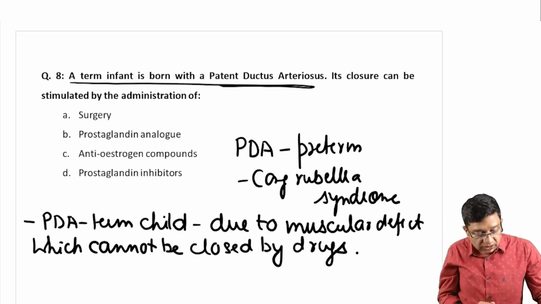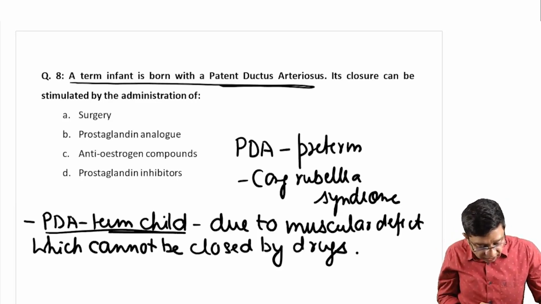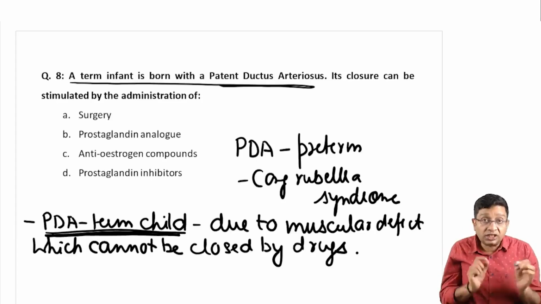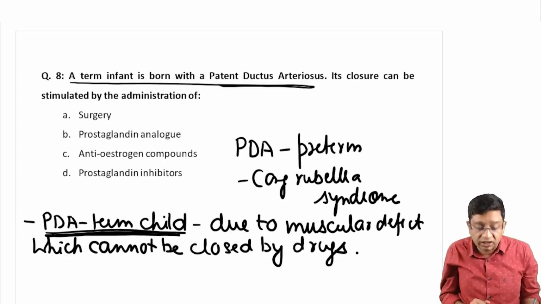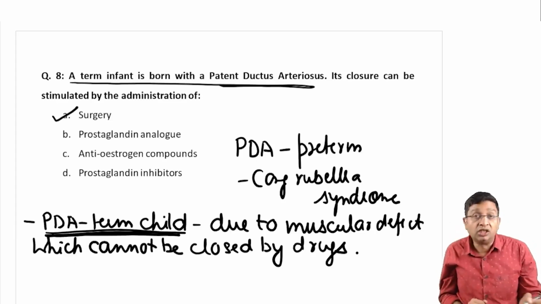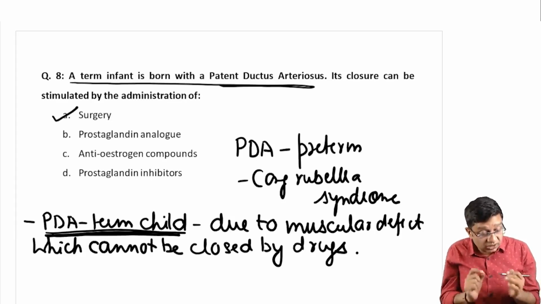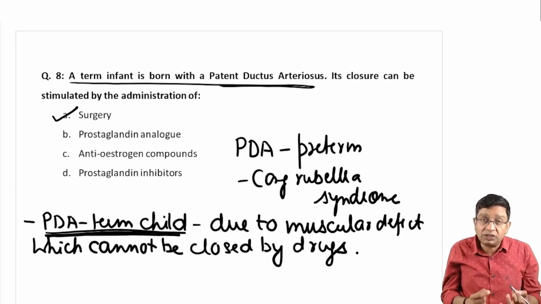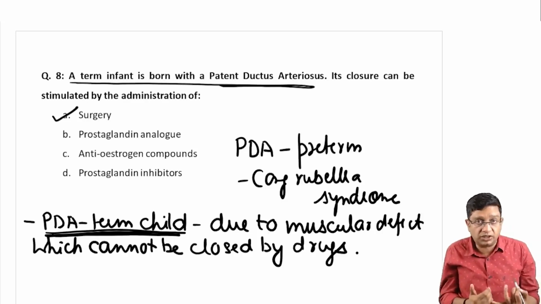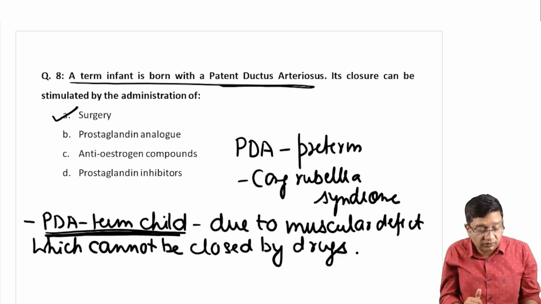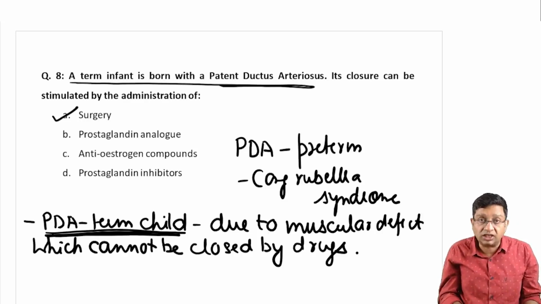So if there is particularly patent ductus arteriosus, right, in a term child, the answer is not any drugs, the answer is surgery. A very tricky question, but this is something you need to remember. Preterm child, you give prostaglandin inhibitor, but in a term child, surgery is the answer here.